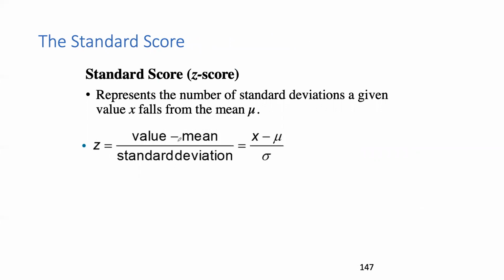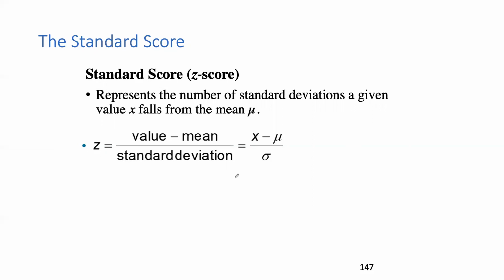Okay? The z-score takes each value, right? So if you want to know if a particular value is typical or atypical, the first thing you want to know is how far it is from the mean, right? So you take the value and subtract the mean from it. That tells you how far it is from the mean.